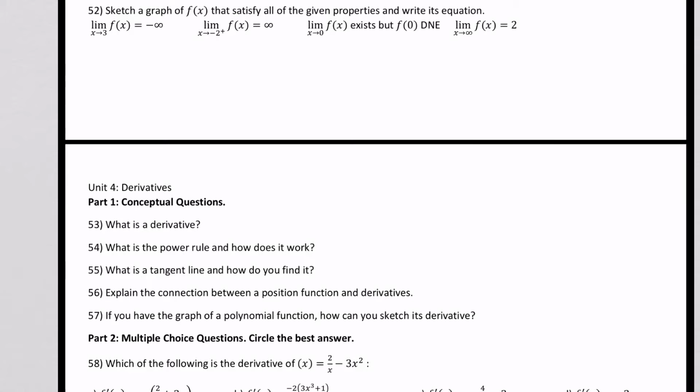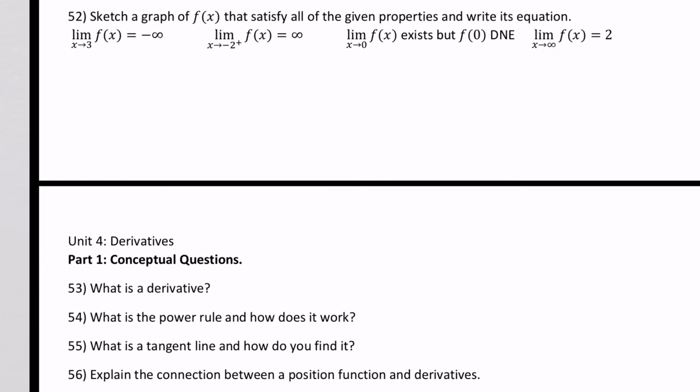So the last problem from the limits unit of the review: sketch a graph that satisfies all of the given properties and write its equation. Now there are infinitely many different ways you could do this problem. Let's go ahead and try and do it in the simplest way. So let's draw a graph of what we want to happen.